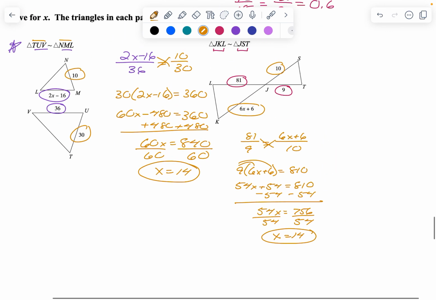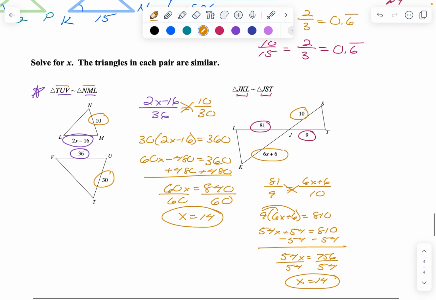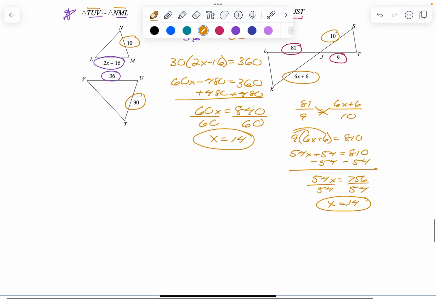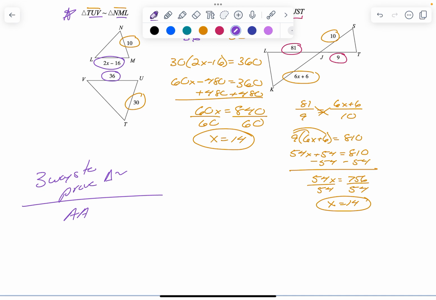And there we go. So you can see if we have similar triangles, you can set up proportions to solve for sides. And then otherwise, there are 3 ways to prove triangles similar, but we're not doing proofs: AA similarity, SAS similarity, and SSS similarity.